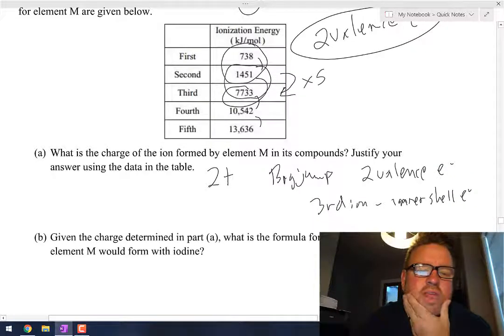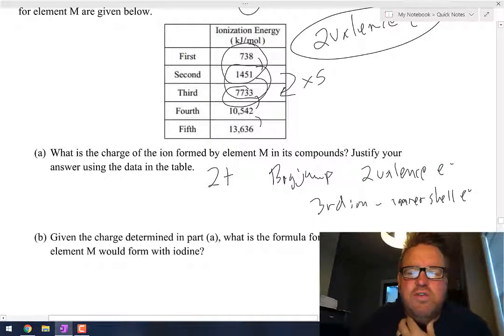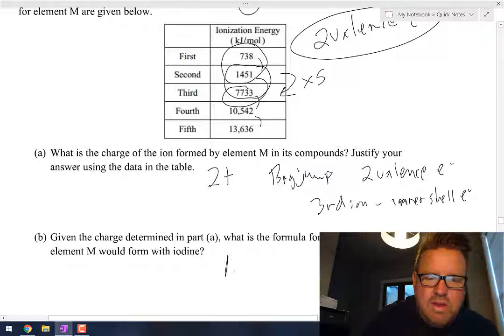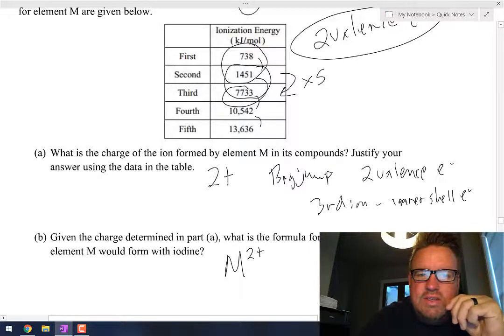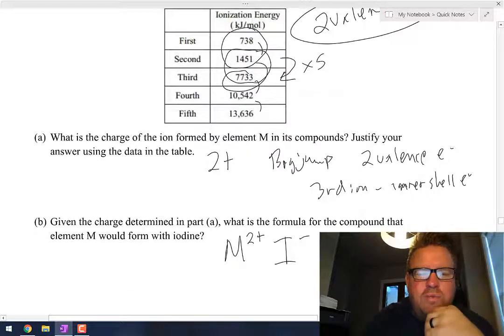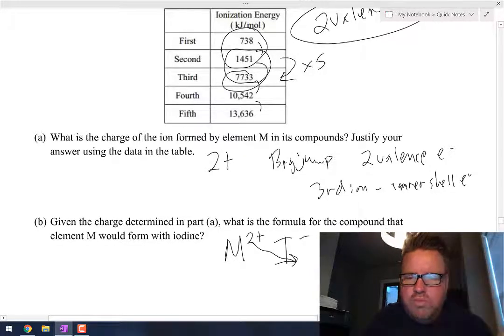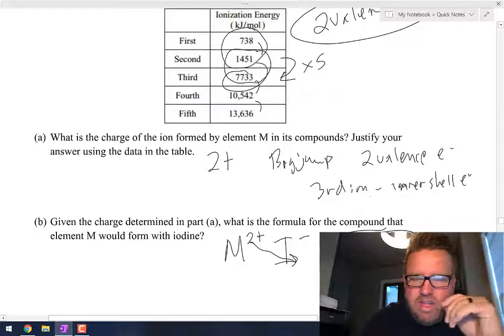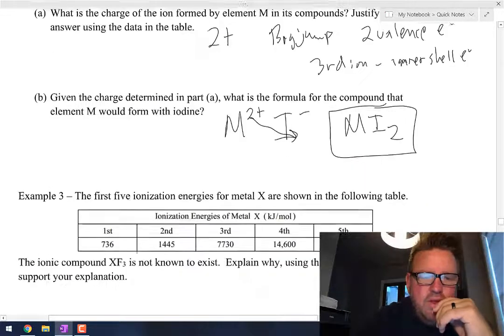And then part B, given the charge determined in part A, what is the formula for the compound? Well, if it's M, here we go back to unit 0, right? M2+, and iodine, what charge does iodine always have? Minus 1. What is the formula of the compound then? Well, it would be M, this 2 comes down here, so it would be MI2. Does it say to explain it? Nope, so I'm not going to. MI2, that's my final answer. I'm done.